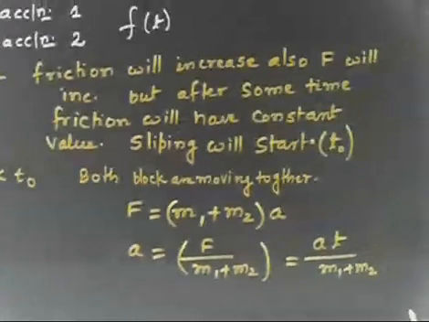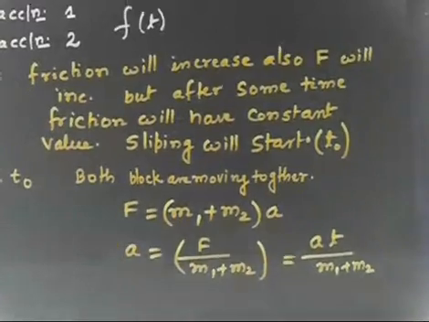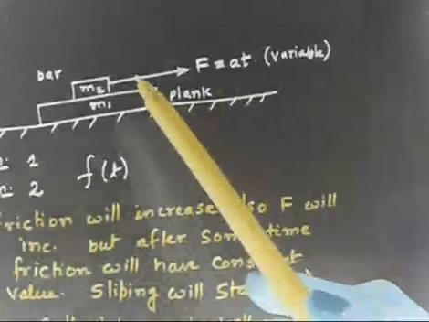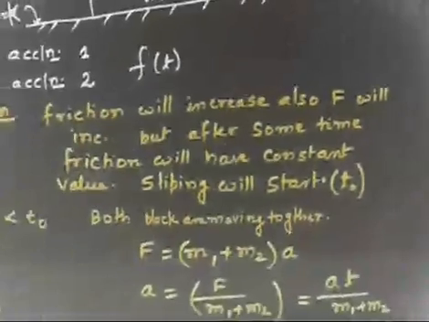Up to this point of time, you see both blocks will move together, so both blocks will have the same acceleration. So I can say the acceleration of block 1 is A1 and the acceleration of block 2 is A2. So both blocks will have the same acceleration. Are you getting it or not?